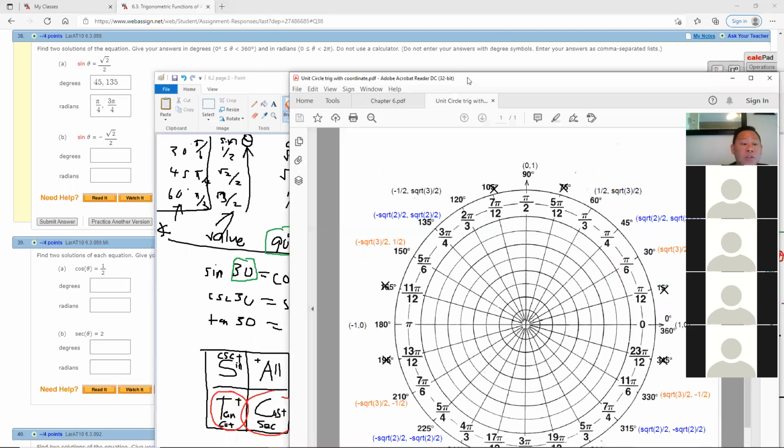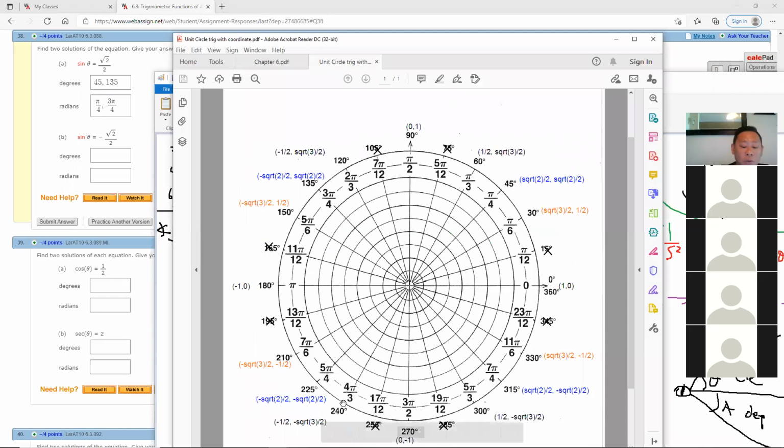Again, we use this unit circle. So 1, 2, 3, 4. Since we're looking at pi over 4, can someone tell me what angle corresponds to 45 degrees or pi over 4 in radians in quadrant 3 or 4? Anyone?